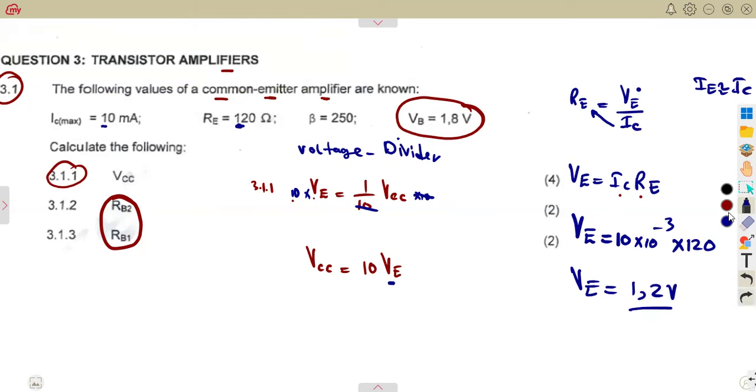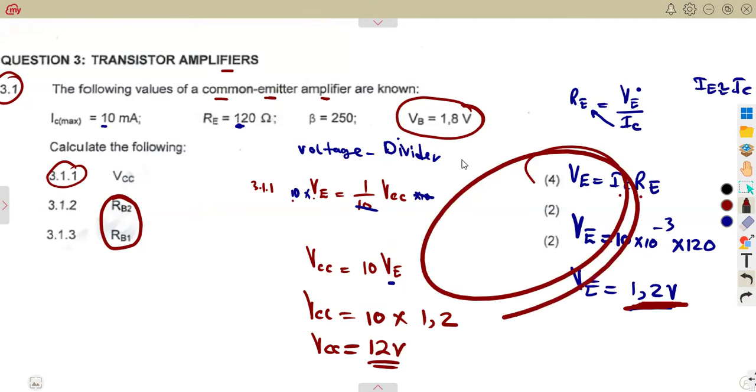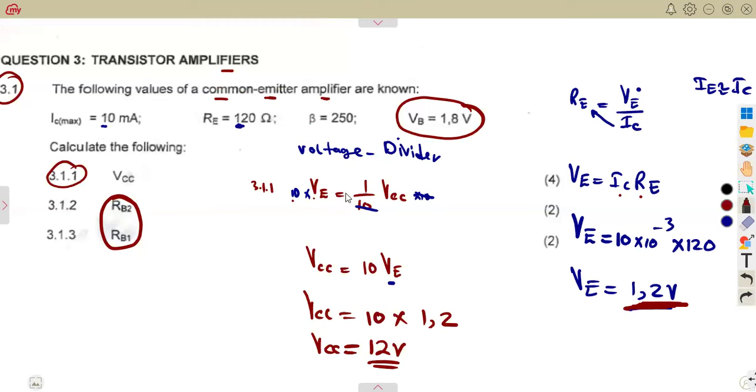With 1,2 volts representing our VE, we can now calculate the VCC that we want, because it's 10 times VE. And VE is there, we have it, 1,2. So let's multiply. We're going to have our voltage. So our VCC is going to be 12 volts. So you see, in the exam, we have to think along the formulas that you are given, manipulating those formulas to determine whatever you're given there. It's not like you're always going to be given these directly. No, this is an exam. So for 4 marks, that's it.